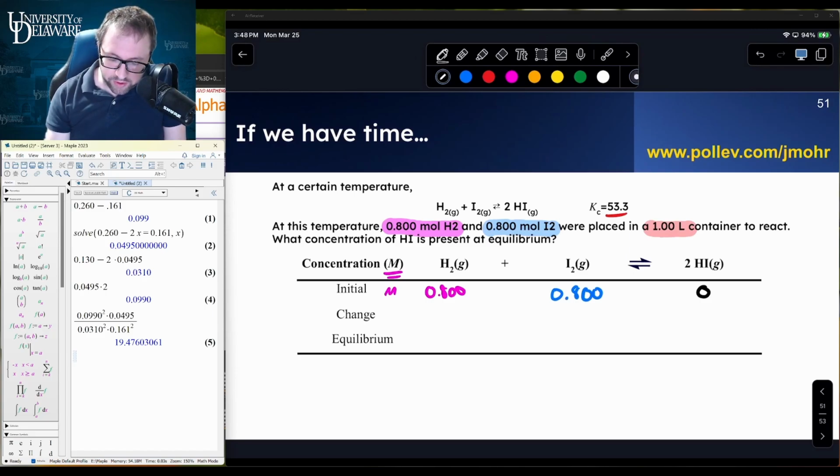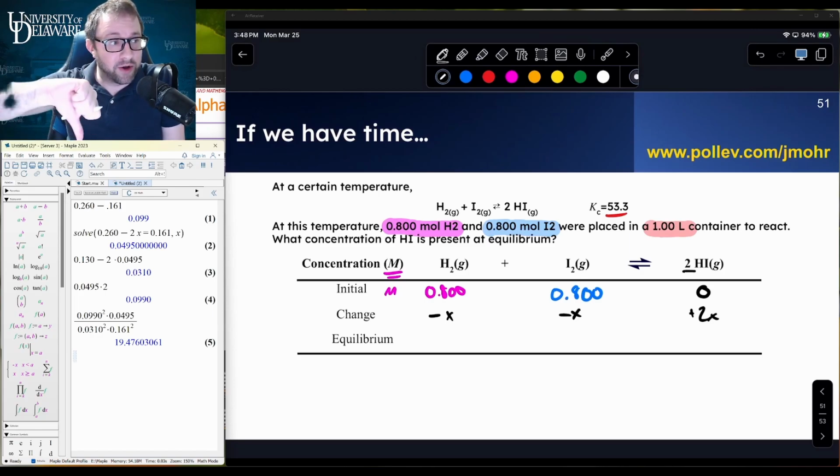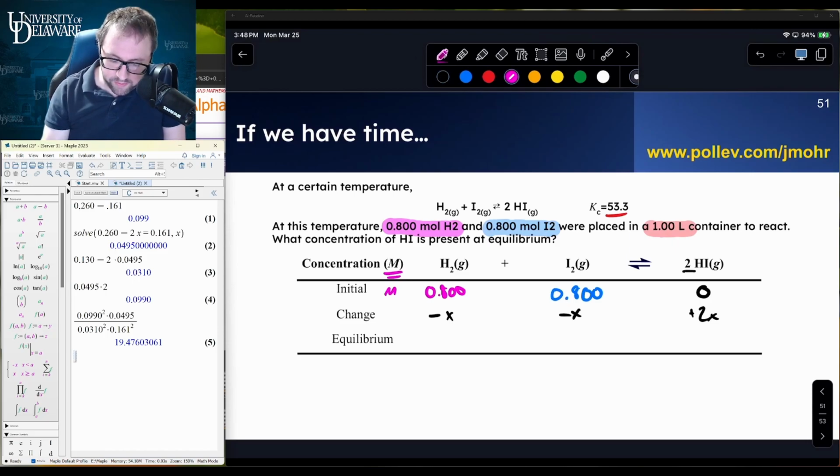We're going to look at our stoichiometric rates here. We have minus x, minus x, plus 2x, right? So again, because we're forming products, our reactants are going to go down by their stoichiometric amounts, and our products are going to go up by their stoichiometric amounts. And at equilibrium, we're going to have 0.800 minus x, 0.800 minus x, and we're going to have 2x.